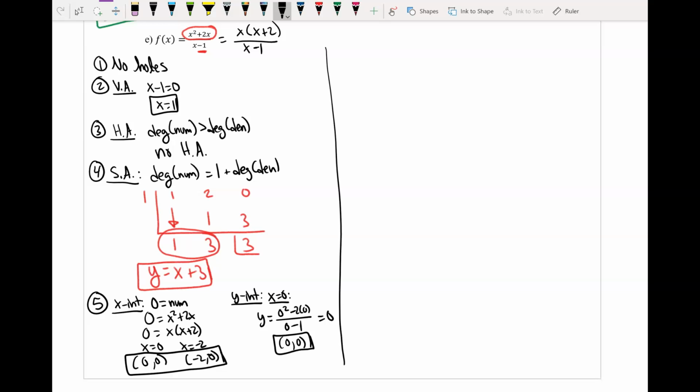Alright, now is the time to sketch. Let's start off by looking at my vertical asymptote, which is at 1. Let's look at my slant asymptote, which is y equals x plus 3. So right now the y-intercept is 3. That means that on the y-axis, you're going to go up to 3. 1, 2, 3. And then the slope is 1, so the rise is up 1 over 1. So my slant asymptote will look something like this.